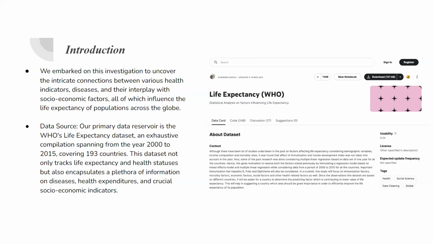As an introduction, the purpose of our study is to cover the intricate connections between various health indicators, diseases, and their interplay with some socioeconomic factors, all of which influence the life expectancy of populations across the globe. Our data set is the life expectancy WHO data set located on Kaggle. It's an exhaustive compilation spanning the year 2000 to 2015, covering 193 countries. It has numerous variables that we'll go over, and a really interesting data set to do an analysis on.